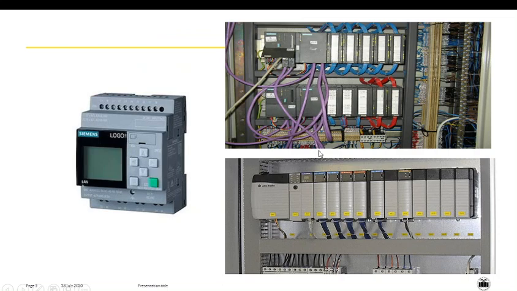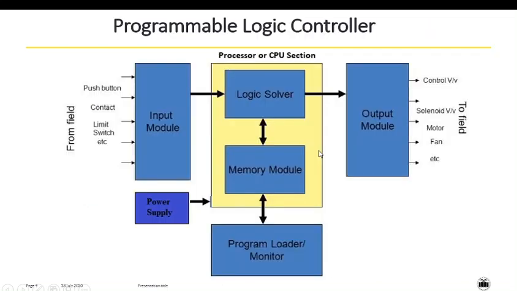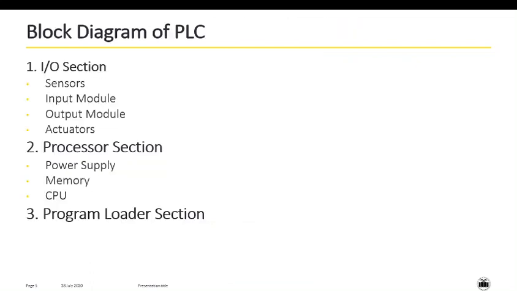All PLCs have the same configuration, with a little bit of plus or minus. It is based on which configuration of PLC we are selecting, or which vendor we are selecting for the implementation of the automation purpose. These are the blocks in the PLC block diagram.